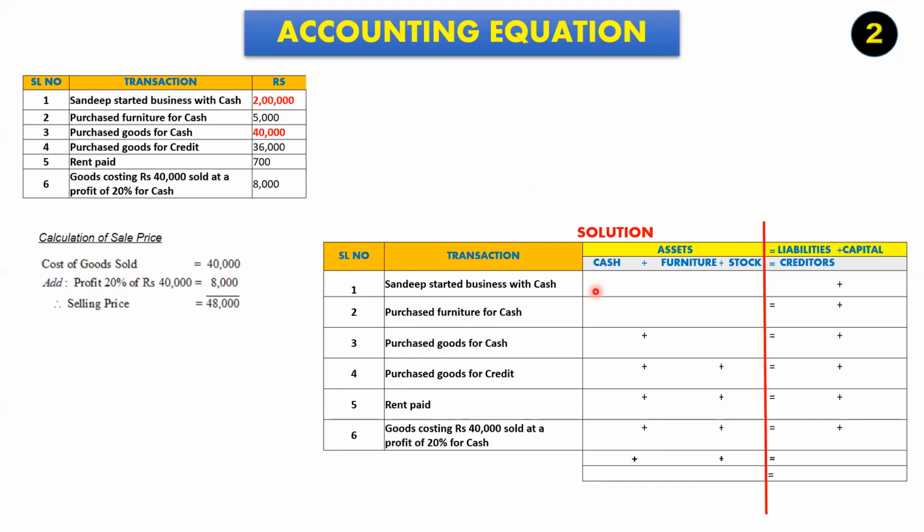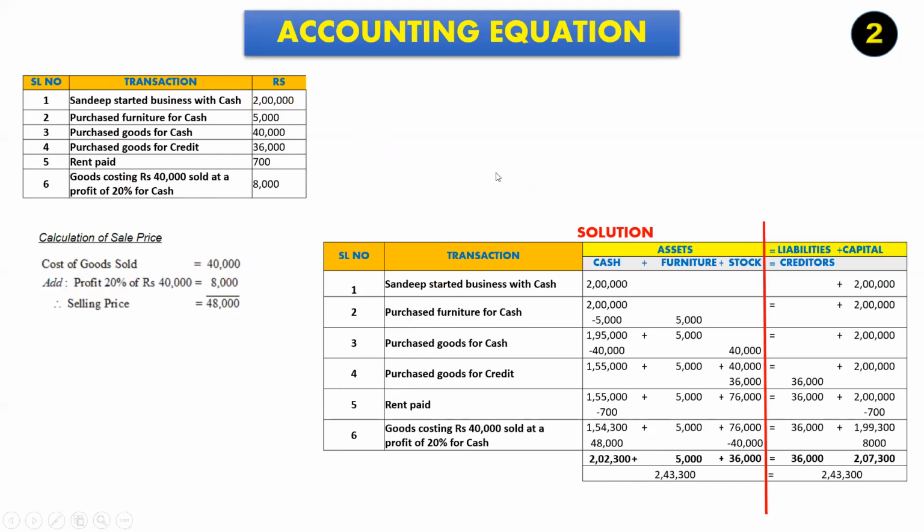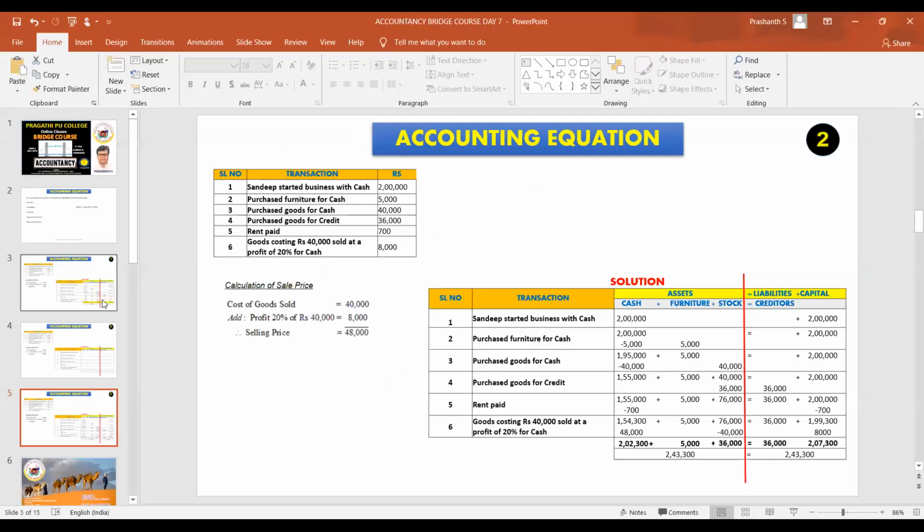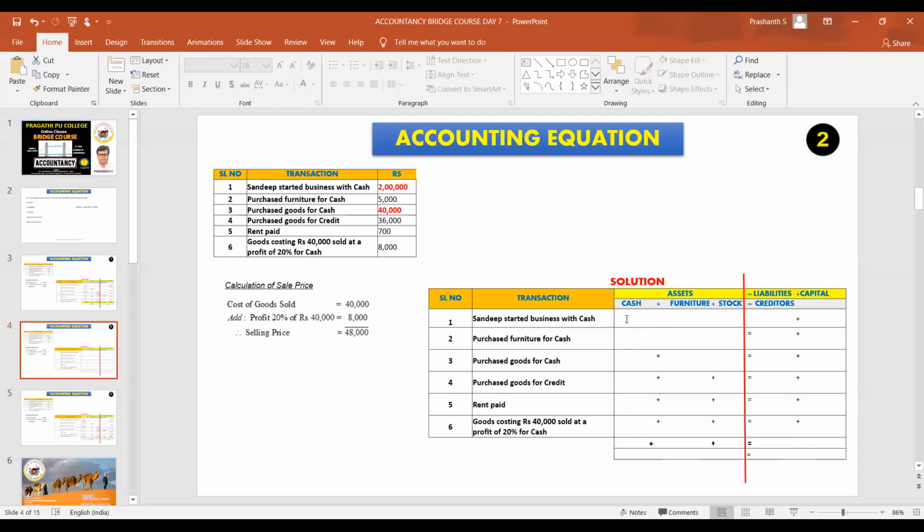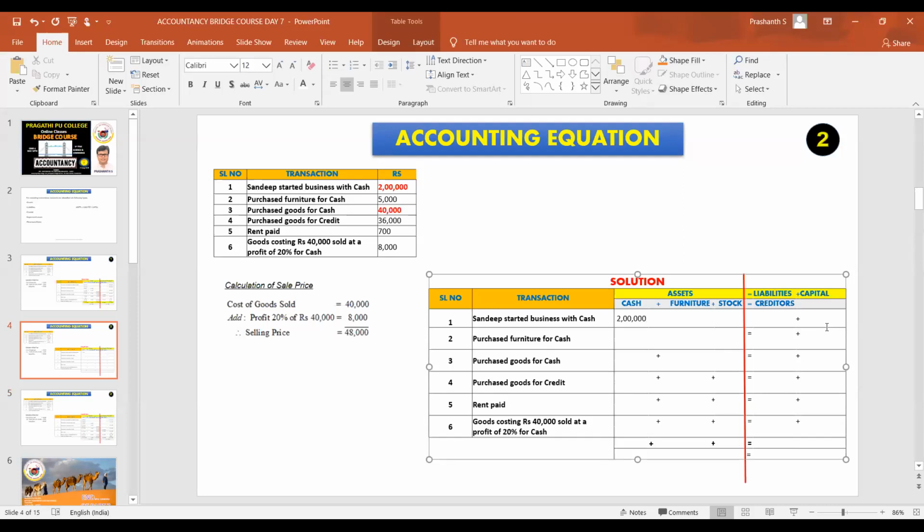Sandeep started the business. Please go on telling, I will type it. Cash 2 lakhs. Okay. Capital also will be 2 lakhs because that is the investment. Everyone, please concentrate so that you'll clearly understand. It's very simple. The only thing is you should be very careful in the entry. That's it. Next.